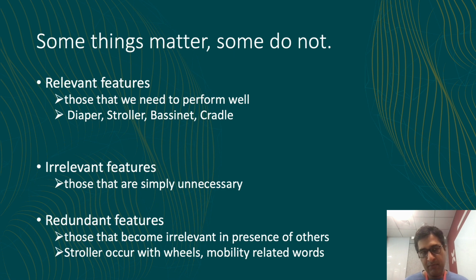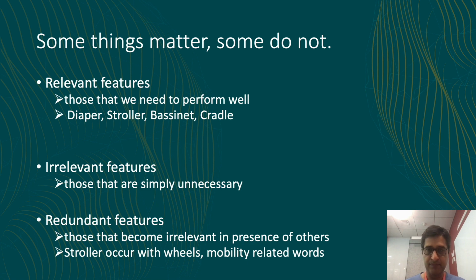And also in many of these problems, what you would notice is that some features matter. So let's say in the text data, you want to figure out if this is something that is relevant to babies or not. The relevant features would be like a diaper or a stroller or a bassinet or a cradle, right? Now the stroller may co-occur with terms like wheels or mobility or moving around, right? And then the wheels and mobility related features may not be as relevant to the classification problem.